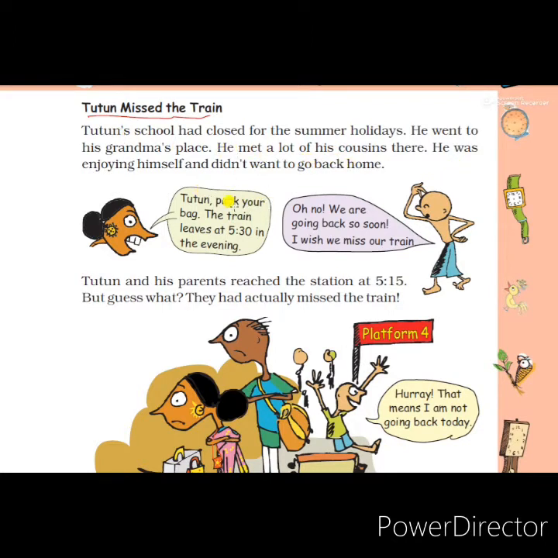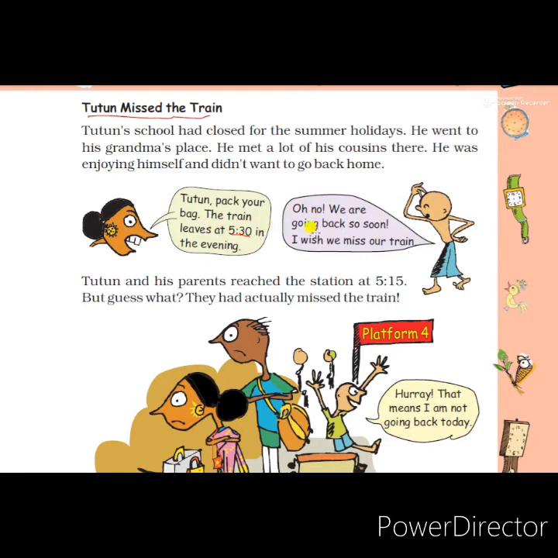When Tutun's summer holidays came, he reached his grandmother's home. There he had many cousins, sisters and brothers. He enjoyed the summer vacation too much. One day, Tutun's mother told him, Tutun, pack your bag. The train leaves at 5:30 in the evening. That means that day they were going back to their home.